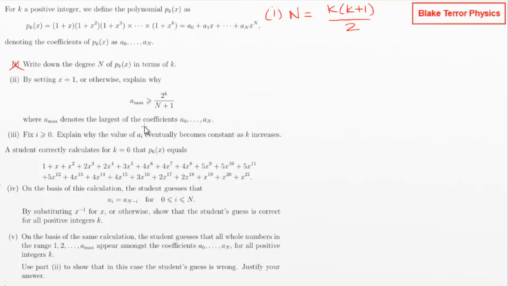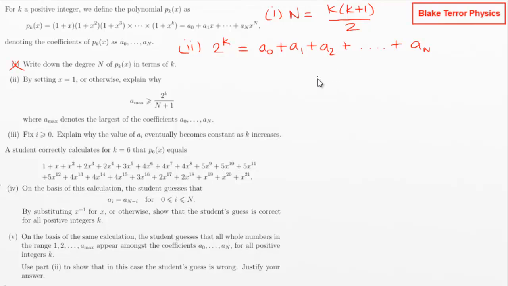Right, by setting x equal to 1 or otherwise, explain why we've got this bound for a max, which denotes the largest of the coefficients. Well, let's follow their suggestion then. So we put x equal to 1, so we're going to get 2 times 2 times 2 times 2, and we're doing that k times. So we've got 2 to the k on the left hand side, and that's going to be equal to a0 plus a1 plus a2 plus all the way up to an.